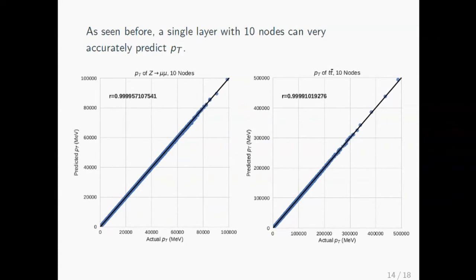Okay. I tried some of the standard activation functions, but leaky ReLU was the best for PT. Maybe there's more advanced activation functions. You mentioned it was the best for PT, and it was also the best for the invariant mass.